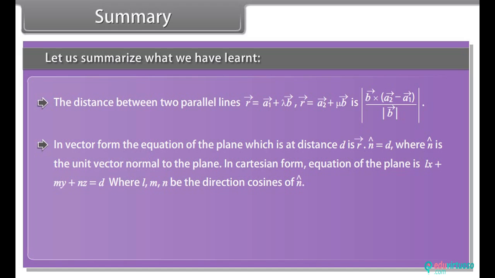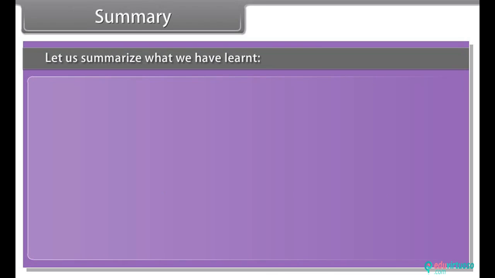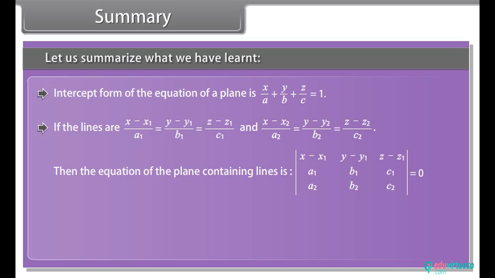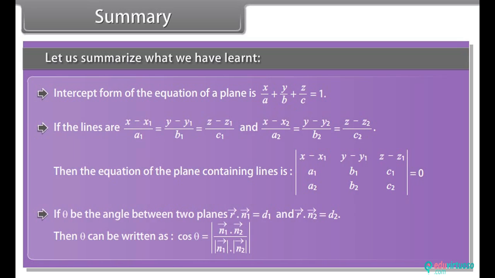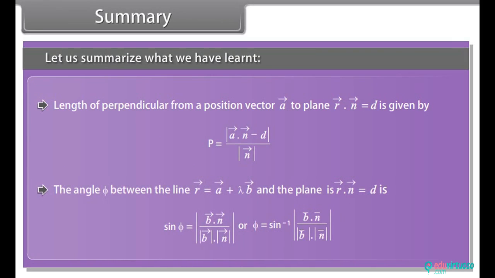In Cartesian form, the equation of the plane is as follows, where l, m, n are the direction cosines of n cap. The equation of a plane perpendicular to a given vector and passing through a given point is, in Cartesian form, as follows, where A, B, and C are the direction ratios of the plane. The intercept form of the equation of a plane is as follows. If the lines are given, then the equation of the plane containing the lines is as follows. If theta is the angle between two planes, then theta can be written as follows. The length of the perpendicular from a position vector A to the plane is given by the following. The angle phi between the line and the plane is as follows.